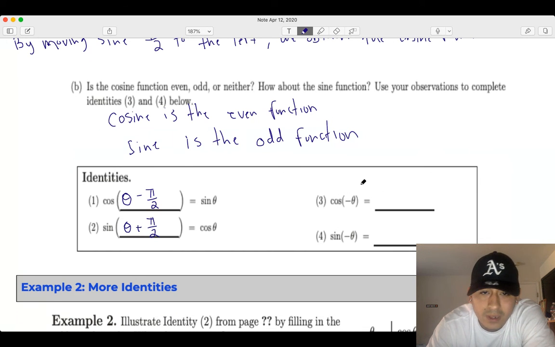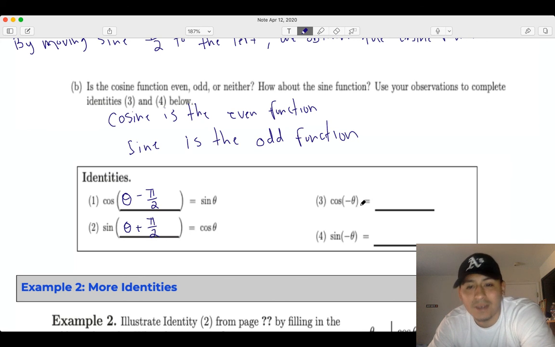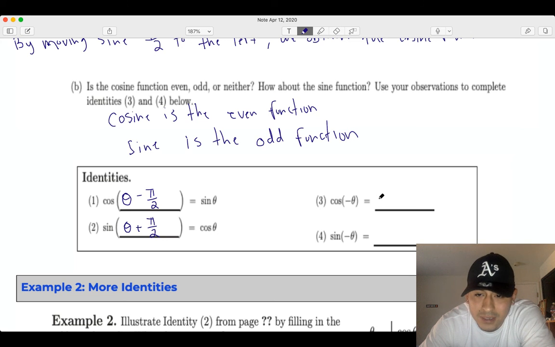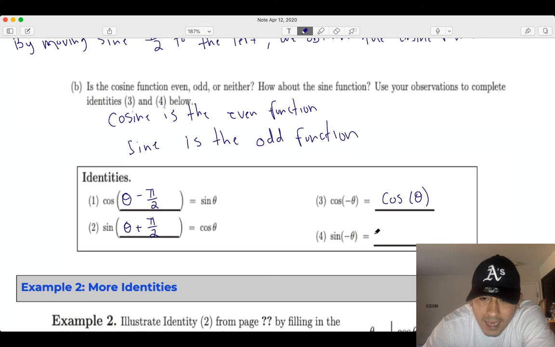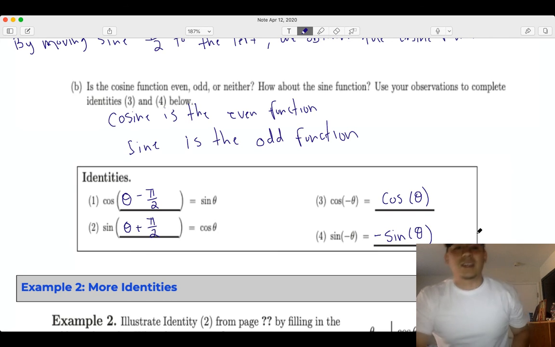For number 3 and number 4, this has to do with the fact that cosine is an even function, and the fact that sine is an odd function. Since cosine is an even function, we can say that cosine of negative theta is equal to cosine of theta, and sine of negative theta is equal to negative sine of theta. This is because cosine is even and because sine is odd.